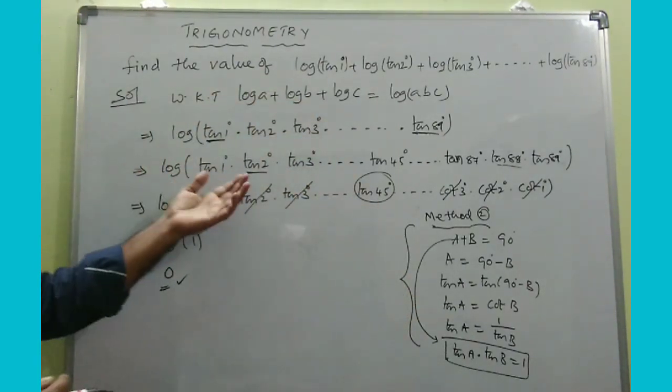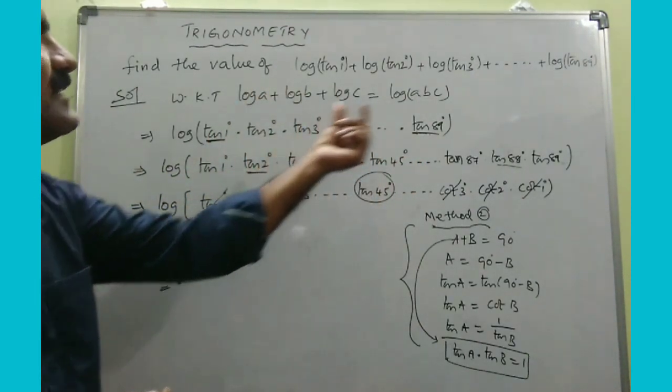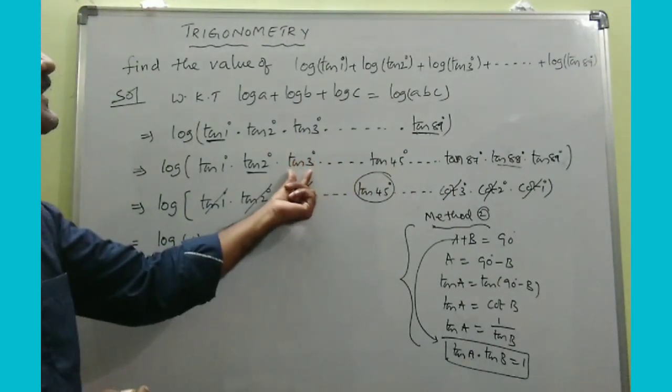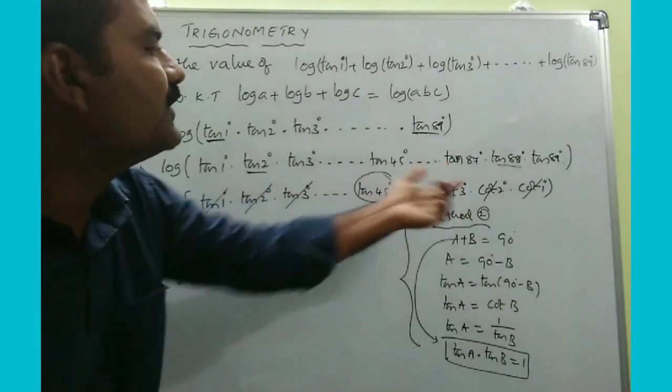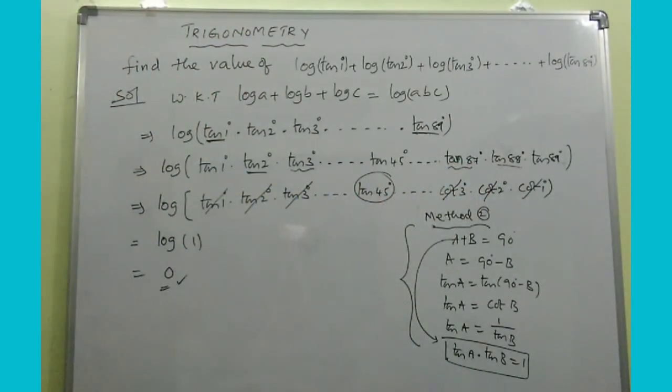So everything you are going to get: first and last, second from first and second from last, similarly third term from first and third term from last. These products are equal to 1 into 1 into 1 into 1. Hence finally 1 into 1, 1 into 1. If you multiply like that any number of times, finally the result is 1, and log 1 value is always 0.